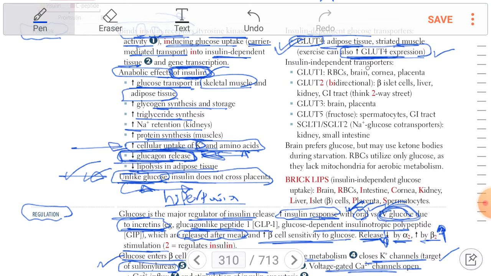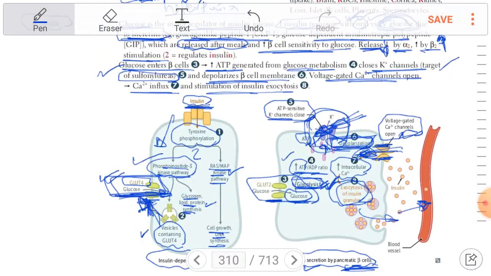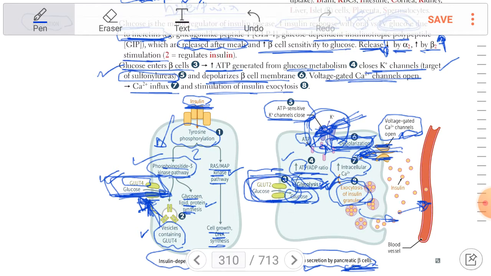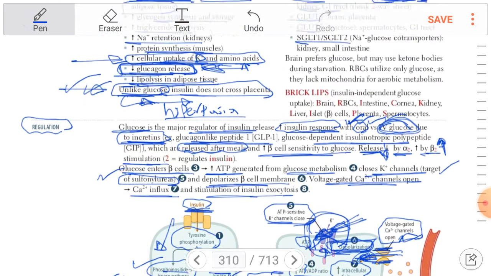So we have here insulin independent transporters. We have GLUT1, GLUT2, 3 and 5, and sodium glucose co-transporter. GLUT1 is in RBCs, brain, cornea and placenta, but the most important ones are RBCs and brain. GLUT2 is in the beta islet cells, liver, kidney and GI. The most important one is the beta islet cells. We spoke about it. Here there is GLUT2 on beta cells, leading to uptake of glucose, which will lead to glycolysis and increase in ATP.